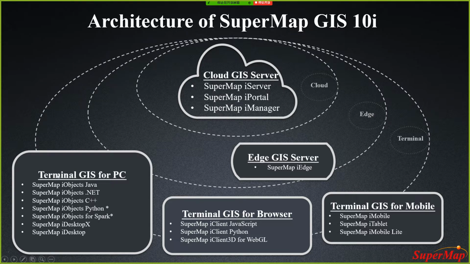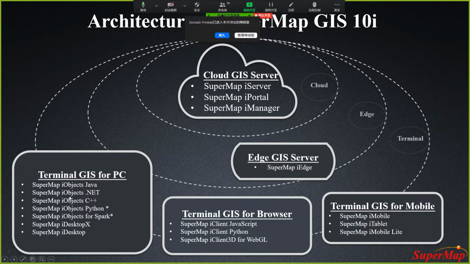Okay, and in the terminal JS for PC, we have the series of the SuperMap iObjects and SuperMap iDesktop. So today we will introduce the SuperMap iDesktop. And for the terminal JS for the browser, we will introduce the series of the software, the SuperMap iClient, and the terminal JS for mobile. We have the series of the mobile software. So we will introduce this software in detail.